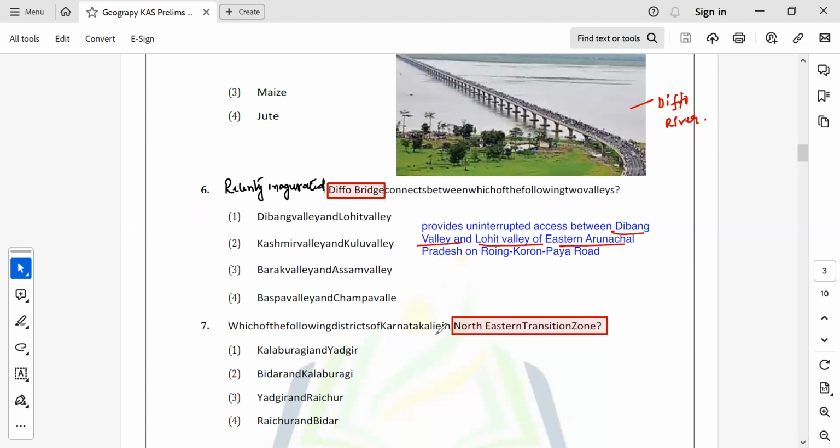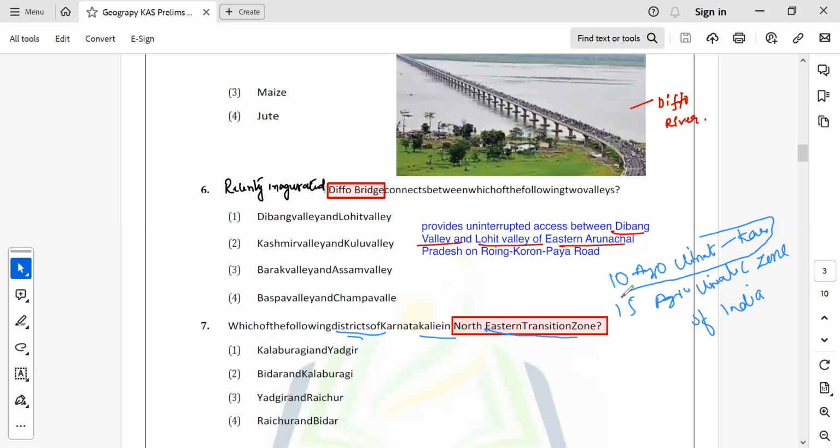Which of the following districts of Karnataka lies in the northeastern transition zone? See, there are 10 agroclimatic zones of Karnataka and 15 agroclimatic zones of India. This 10 is for Karnataka. Remember all of this. In mains, they have asked, like, classify agroclimatic zones and give their crop distribution. So many will leave this question.